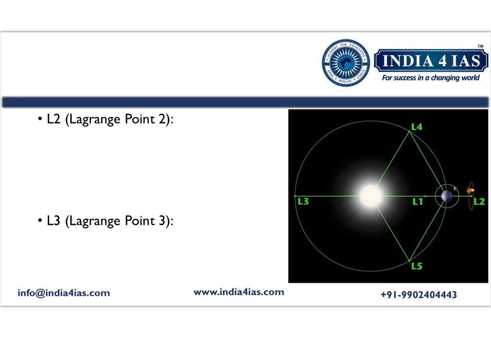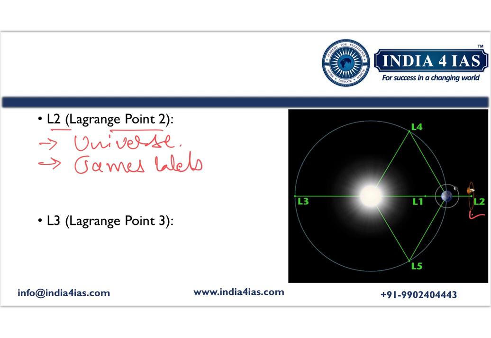Then the second point is Lagrange point 2. This point is directly behind the earth, and it is ideal for observing the universe without any interference from the Earth's shadow. And the James Webb telescope is located at the L2 point.